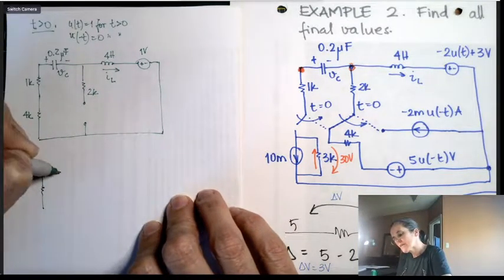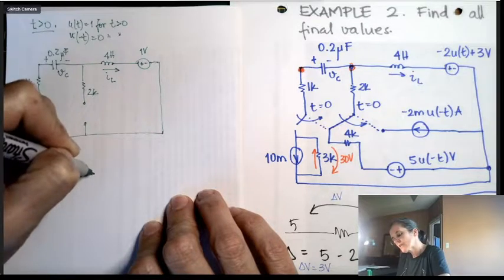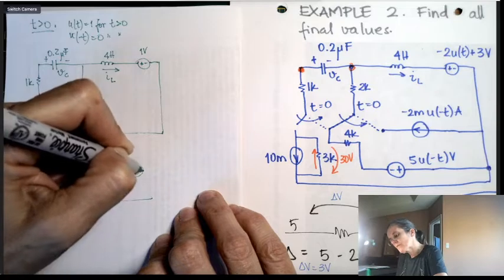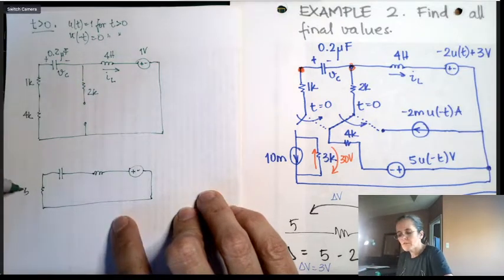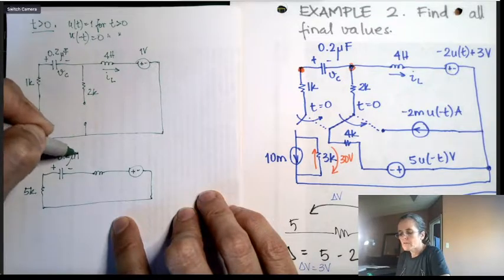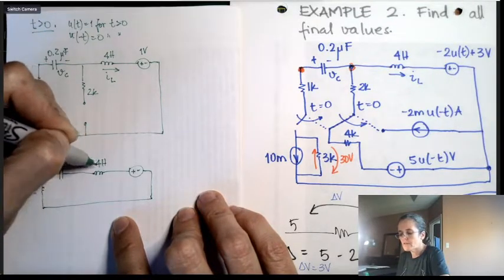And this is the thing that I wish we had done today in class, but we didn't have time. So that's why I'm doing it here. So now I'm gonna do it 5K, 0.2 microfarads, 4 henries.